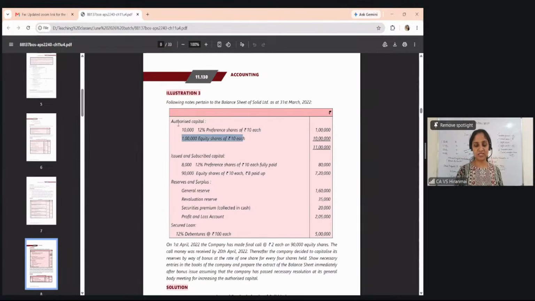Here, authorized is given and issued and subscribed is also given. Please take issued and subscribed. In that, how many equity shares are there? 90,000 equity shares of 10 rupees each, 8 rupees paid up.